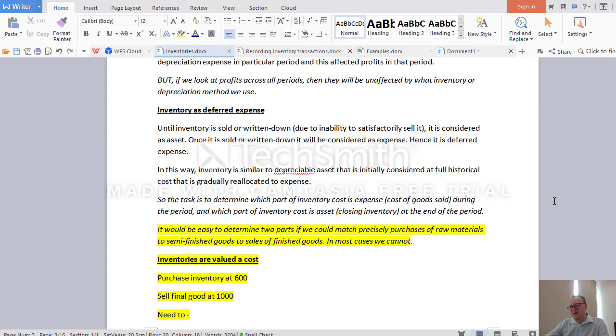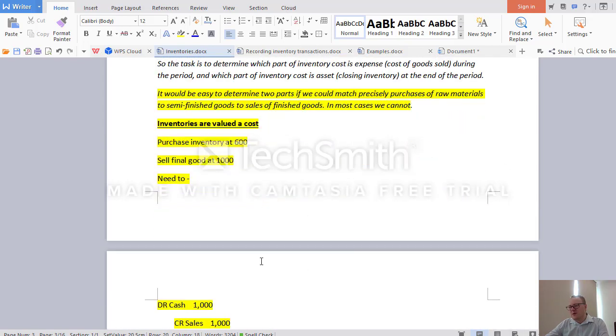One method is called the specific identification method. That's the easy one, where you know each particular inventory item. But all other methods, FIFO, LIFO, or weighted average, are only estimates. Inventories, of course, are always valued at cost.